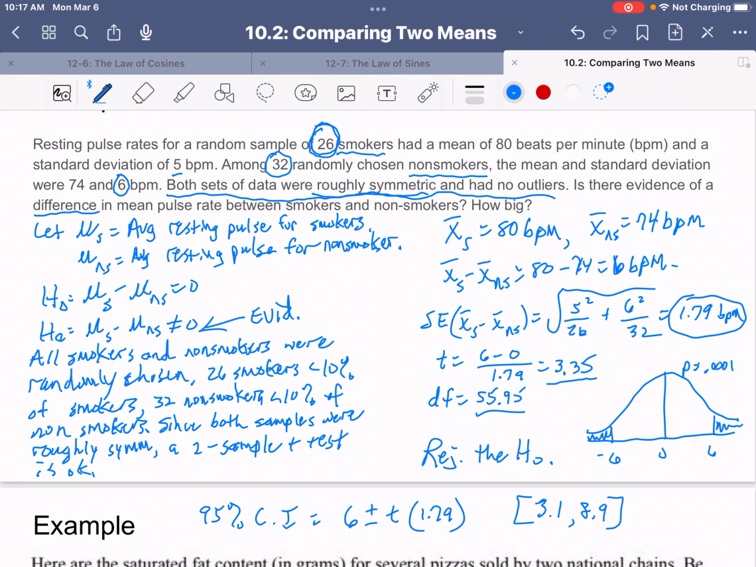I am 95% confident that the average difference in the resting pulse rates is between 3.1 to 8.9 beats per minute higher for the smokers. Because the whole thing is positive, that tells me that smokers minus non-smokers is always above 0.